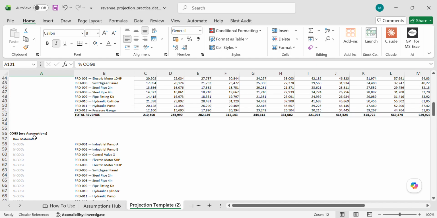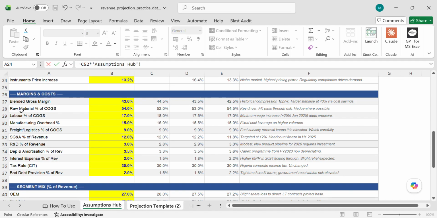So what's our total cost here? We are saying that cost here is what? 54%. Let's see cost. What's cost? Overall cost here is raw material, which has been broken down here.